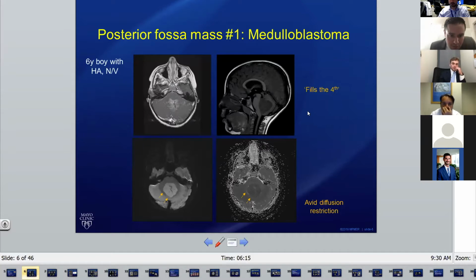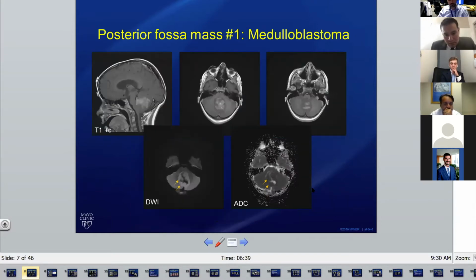We can really better tell whether this is medulloblastoma or ependymoma, not only by this classic morphology of how it fills the fourth ventricle, but by looking at the diffusion restriction. You can see that the diffusion restriction is very uniform. This is obviously a DWI scan, and this is the ADC scan, to where we can tell whether this is, quote unquote, true diffusion restriction. And you can see it's pretty uniform. So this is a slam dunk for a medulloblastoma in a child.